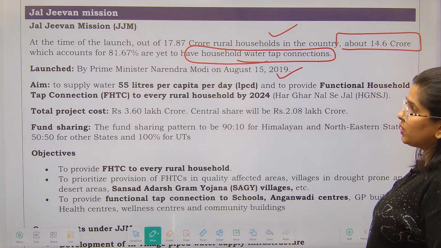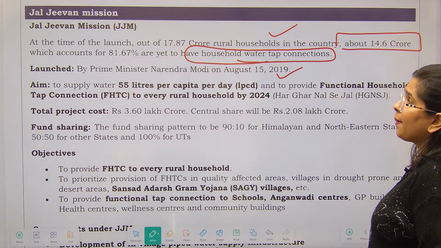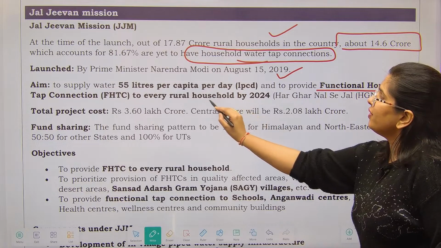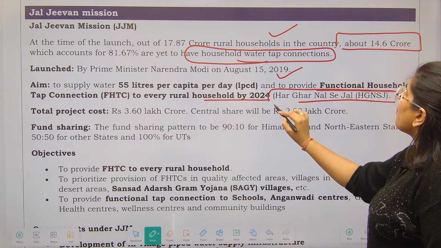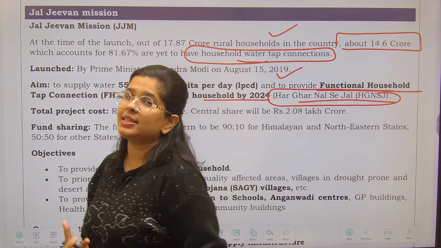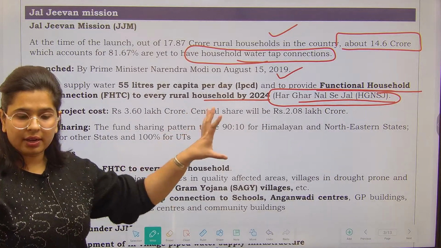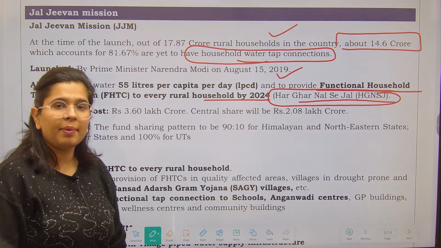The aim of this mission is to supply water at 55 liters per capita per day and to provide a functional household tap connection to every rural household by 2024. ठीक है, many times scheme related components also get asked, for example, हर घर नल से जल. This is the component of Jal Jeevan Mission and you need to remember it.